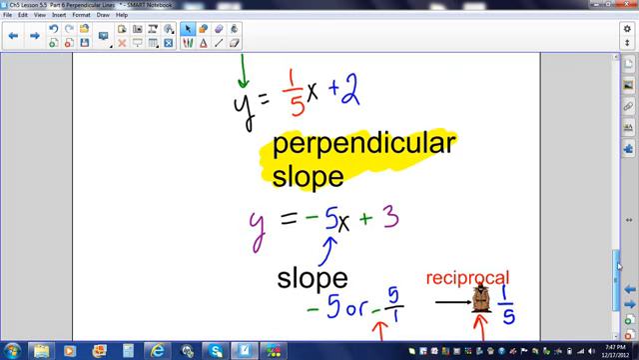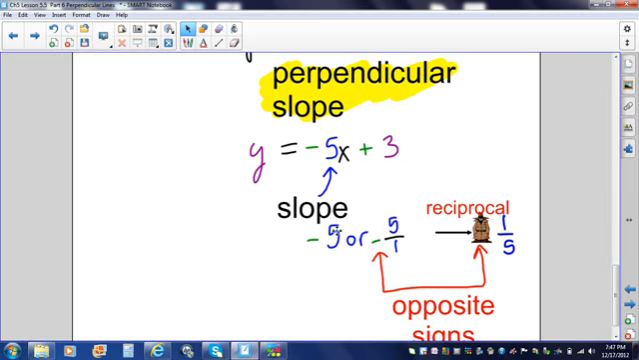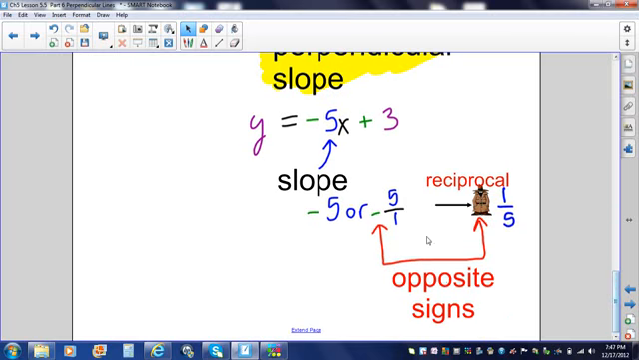We say that it is perpendicular because look at the slopes. This is 1 over 5. This is negative 5. Negative 5 is the same thing as negative 5 over 1. The reciprocal of 5 over 1 would be 1 over 5. Remember that perpendicular lines have opposite signs. This one's negative, this one is a spy.